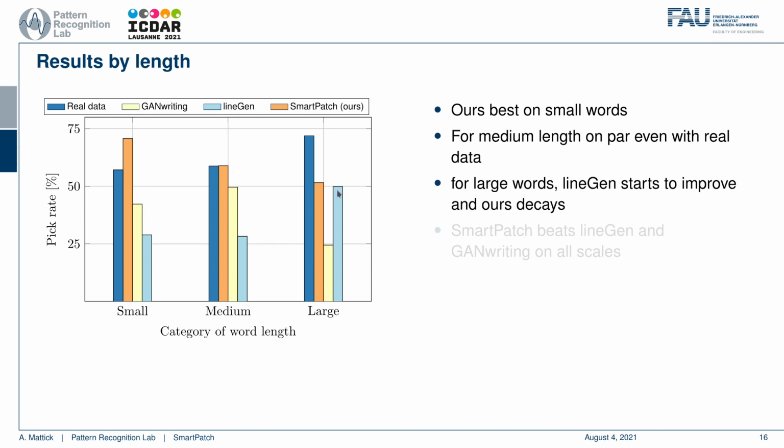But also, LineGen starts to improve, which makes sense because LineGen was trained on entire lines, so it's used to having more characters. However, SmartPatch still beats LineGen, only by a small margin. So if we used maybe even larger words, then maybe LineGen would outperform ours.